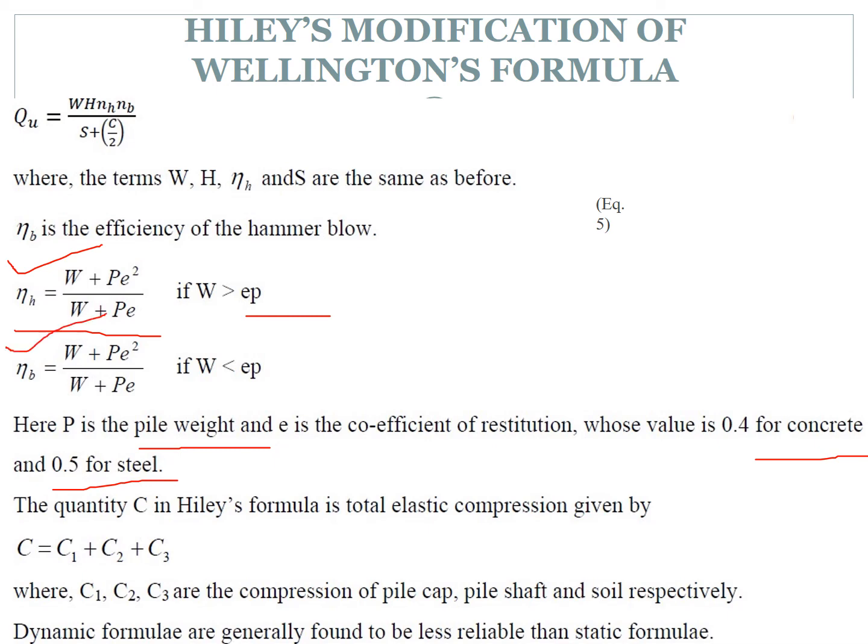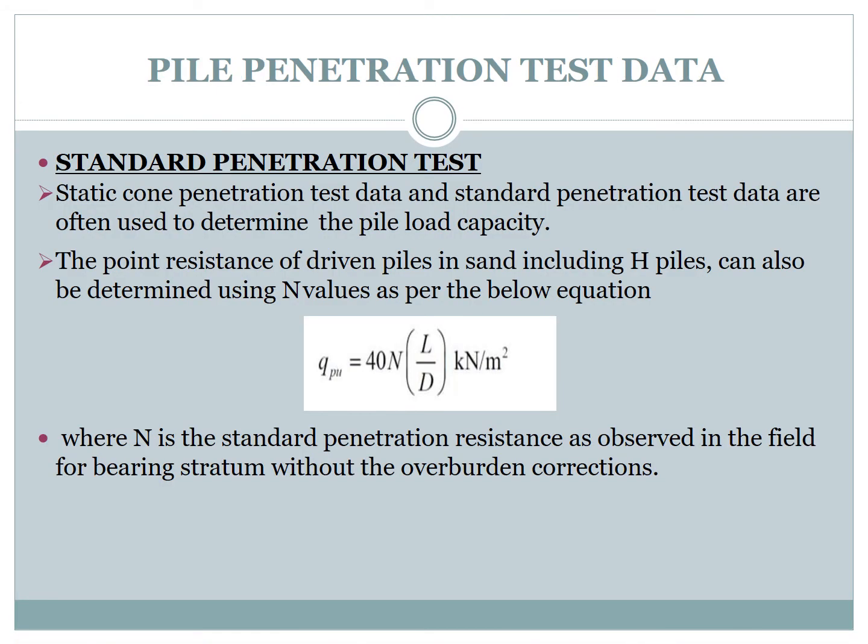Okay, and the quantity C in Hiley's formula is the total elastic compression given by C = C1 + C2 + C3, where C1, C2 and C3 are the compression of the pile cap, pile shaft and soil respectively. Okay, so dynamic formulas are generally found to be less reliable than static formulas. Okay. Next, pile penetration data. The results of the static cone penetration test and standard penetration test are used to determine the load bearing capacity of the pile.